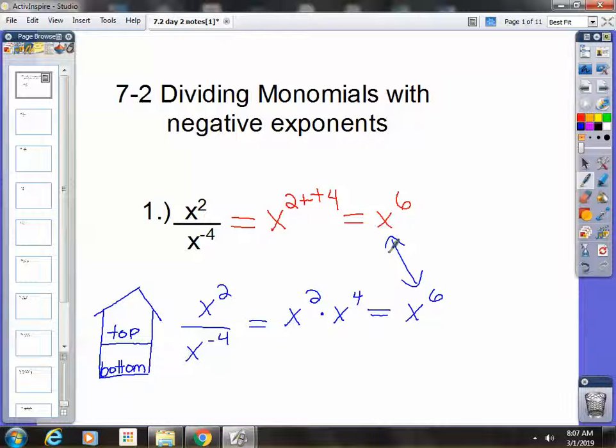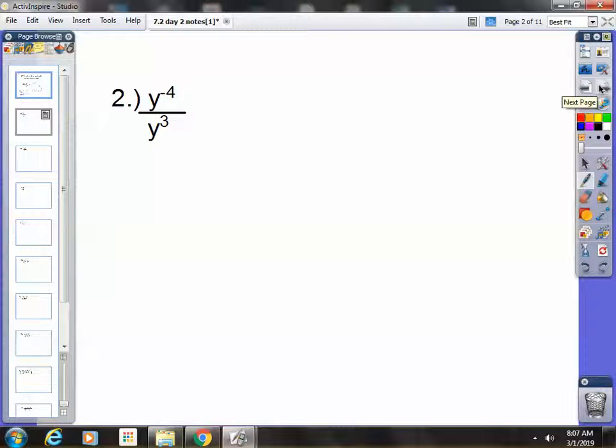Let's try another one. We have y to the negative 4 power divided by y to the 3rd power. Let's start with the first method where we're subtracting the exponents. I'm going to take the top exponent minus the bottom exponent. You should be able to do this calculation. What is negative 4 minus 3? Negative 7. So write it as y to the negative 7.